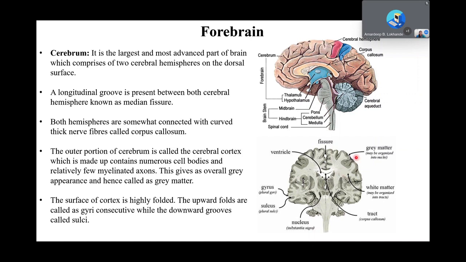So this makes up the cortex, and as you can see, it is highly folded. Here, if you look at the upper side, the folds coming towards the upper side are called gyri, and if they are downward grooves, they are called sulci.